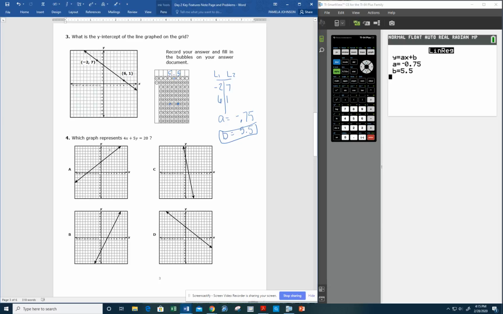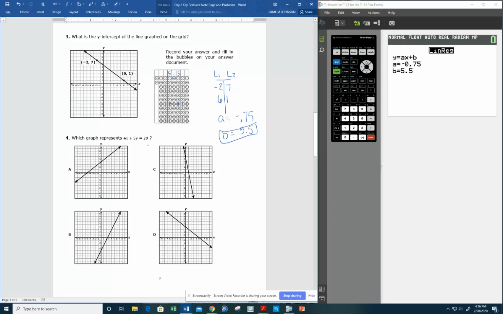Number 4, which graph represents 4x plus 5y equals 20? In its current format, we cannot put this in the calculator, because in order for us to put it in the calculator, it has to be y equals.